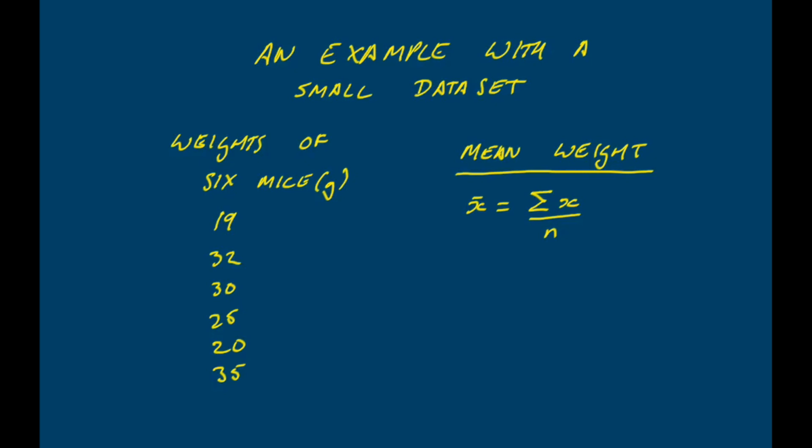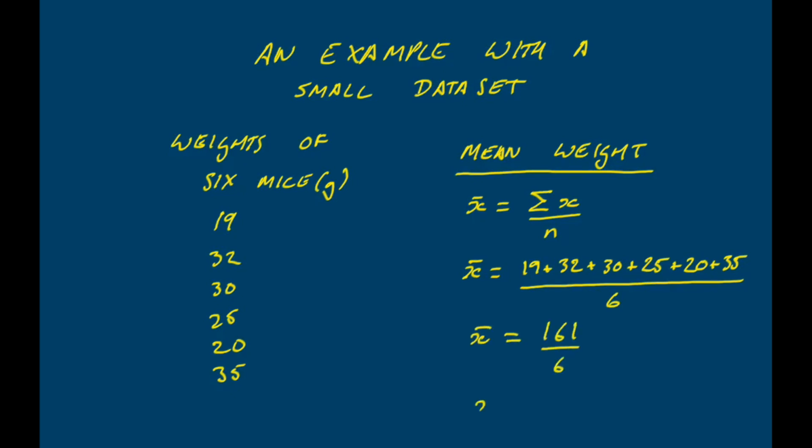We can do this quite easily because we've only got 6 numbers. So we can add together all of those numbers and we would divide that by the sample size, which is 6. So the mean of our data is equal to 161 over 6, which is 26.8. So the mean for this data set is 26.8 grams.